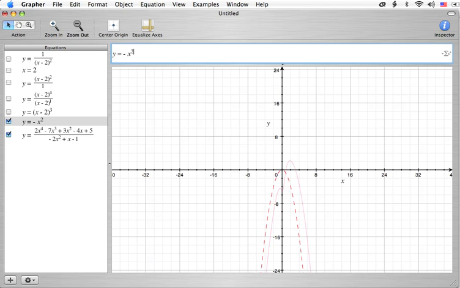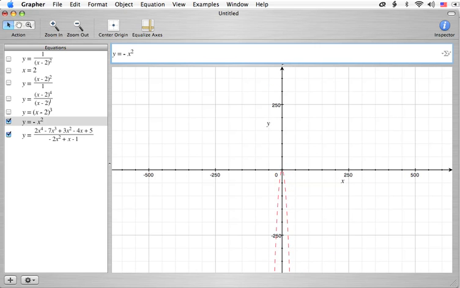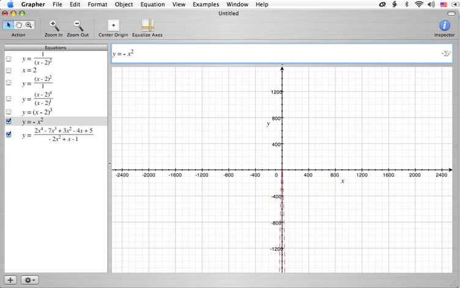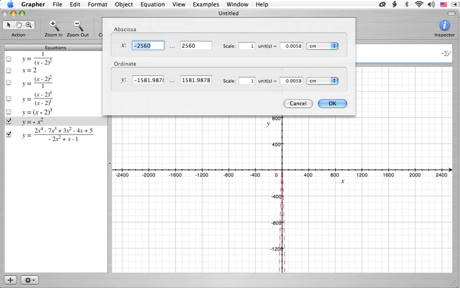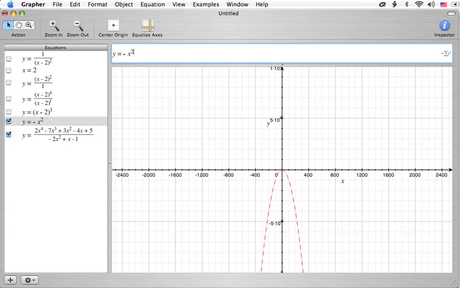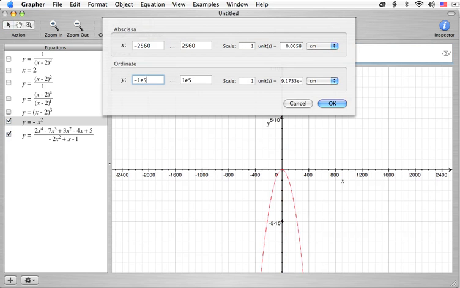We'll have to fix the scale of this. Let's zoom out a couple more times. And then we'll hit our frame limits, and we'll change this into, I don't know, 110 to the 5th. Maybe that'll do it. 110 to the 5th. Okay. There we go. I guess I could go a little bit more. Let's jump it up a couple more. Really widen it out.